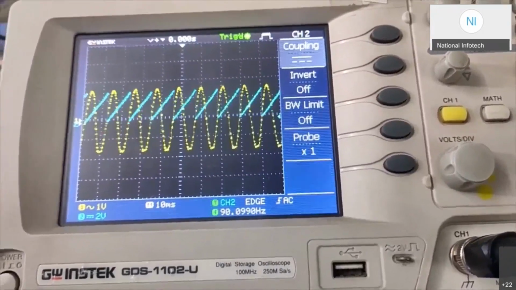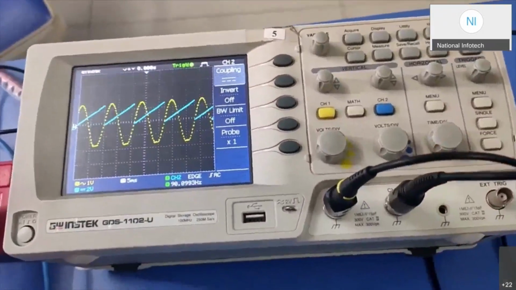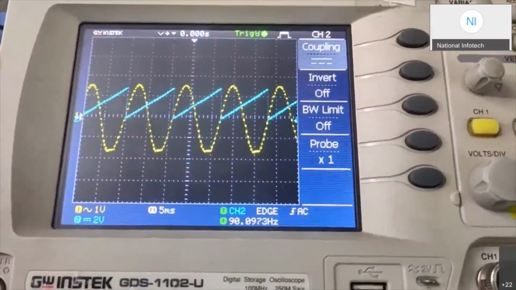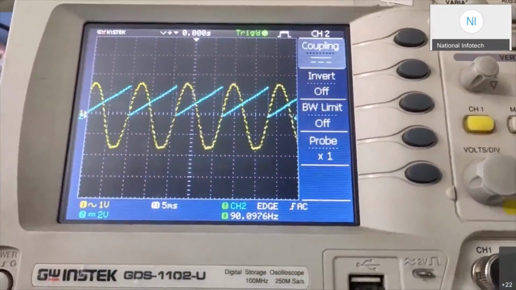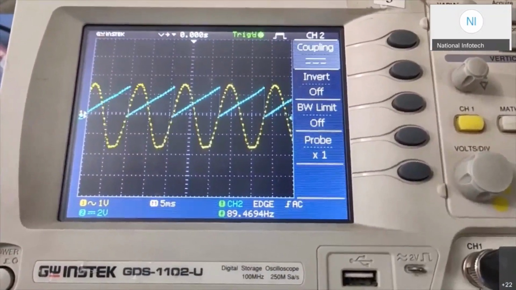Now I'll increase the time per division. You can see the theta calculation is being done properly by this SOGI technique. So I hope you have understood this SOGI FLL technique.